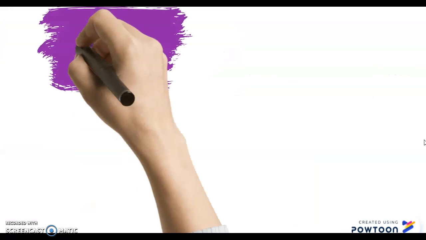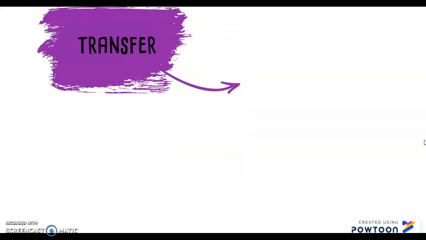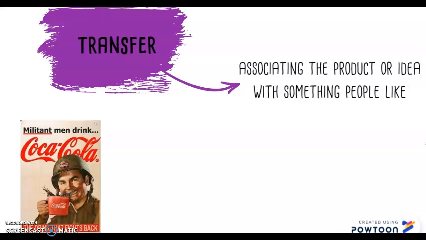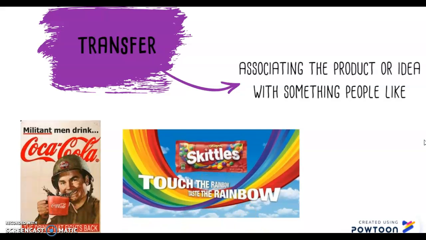The next one we'll look at is called transfer, and that's when it's associating the product or idea with something people already like. So Coca-Cola is being associated with the military. Skittles is being associated with the rainbow because it's pretty, it's nice to look at.